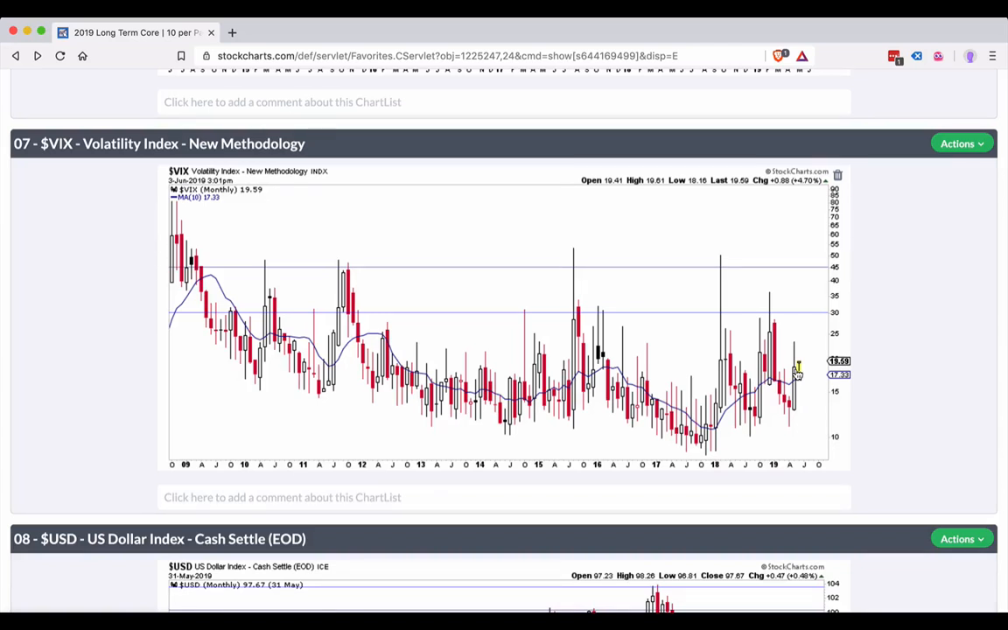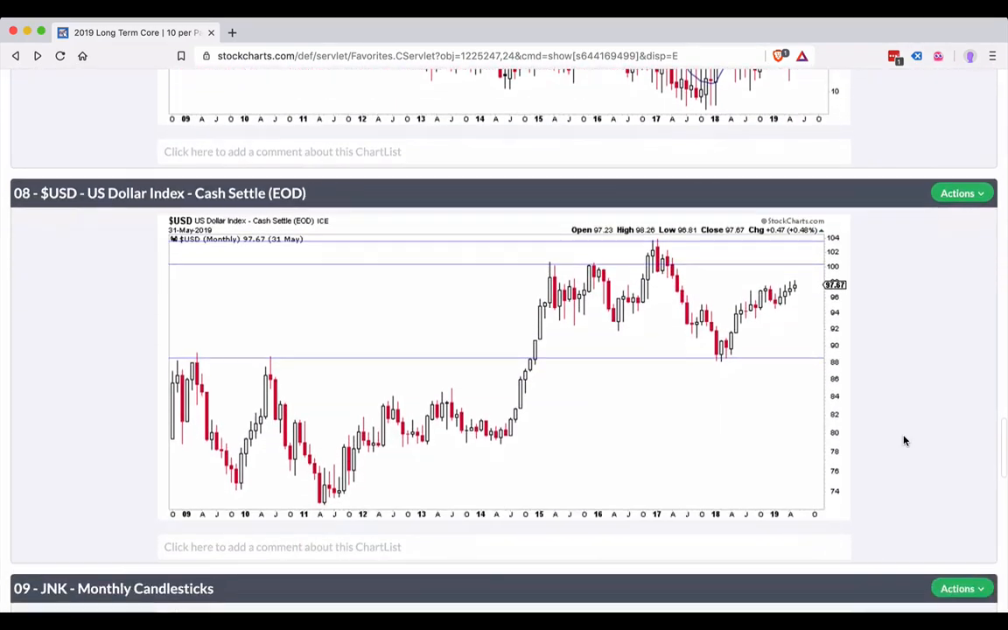So a little bit of minor short-term positive divergence, if you will, if you think about it that way. Otherwise, really not much else to say or analysis to convey here on the VIX, except for the fact that it's trading a little bit above its long-term average.